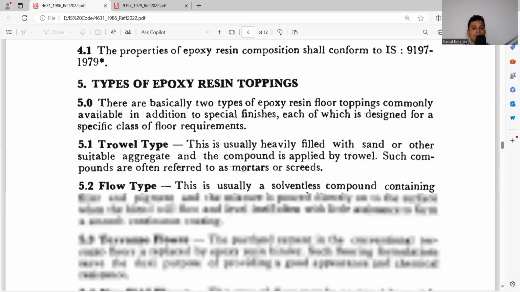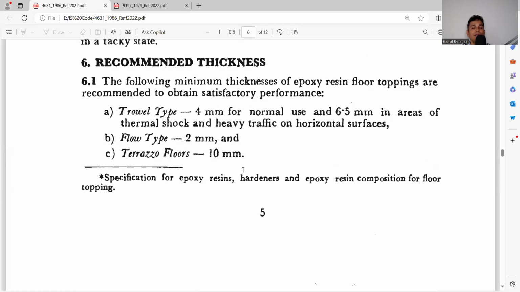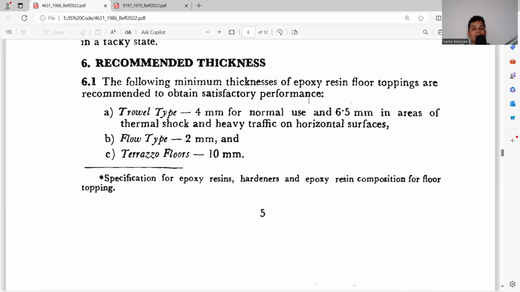IS 4631, we have already said from see. Here it is saying the following minimum thickness of epoxy resin floor toppings are recommended to obtain satisfactory performance. Trowel type 4 mm for normal use and 6.5 mm in areas of thermal shock and heavy traffic on horizontal surface. So what is your requirement? According to the requirement, we need to choose the thickness.